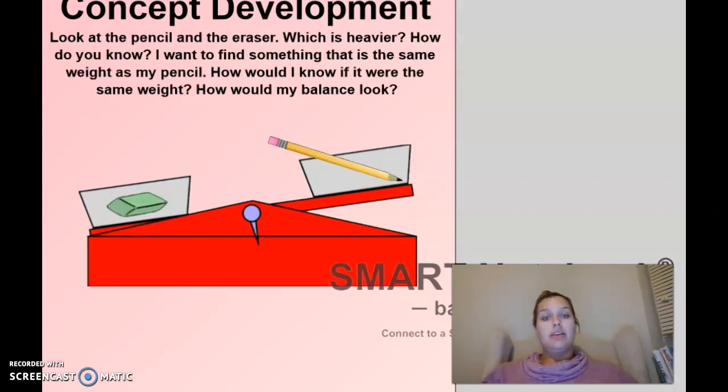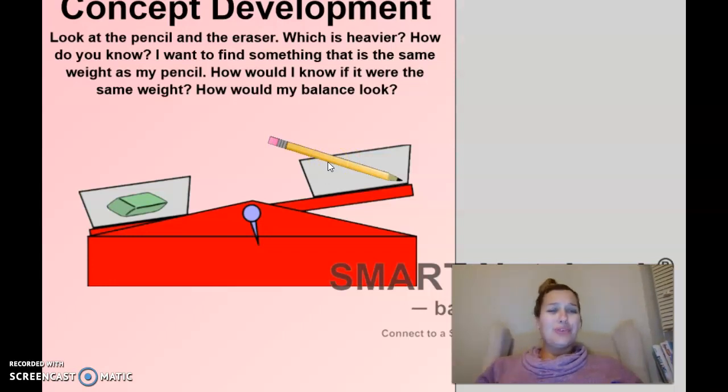Now look at the pencil and the eraser. Which one is heavier? If you think it's the eraser, put your hand on your nose. If you think it's the pencil, put your hand on your head. If you put your hand on your nose, you are correct. The eraser is heavier than the pencil. The weight is down and the lighter object goes up.